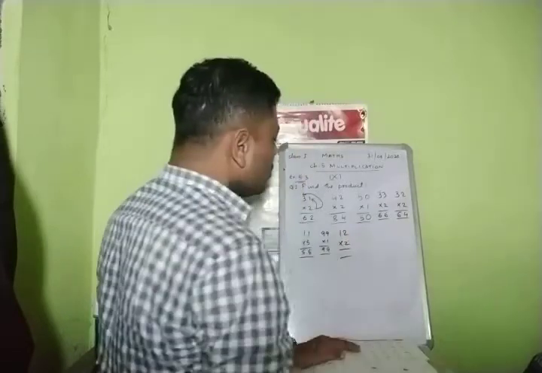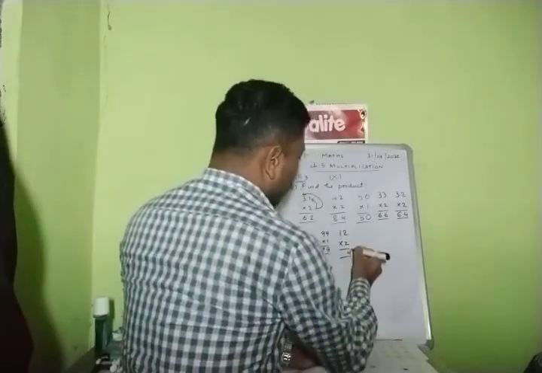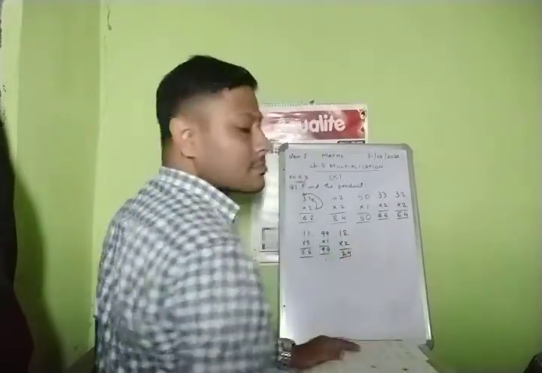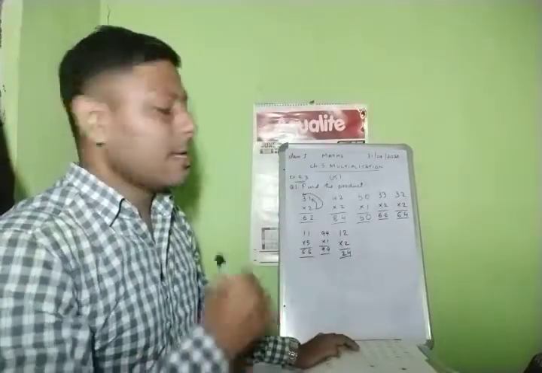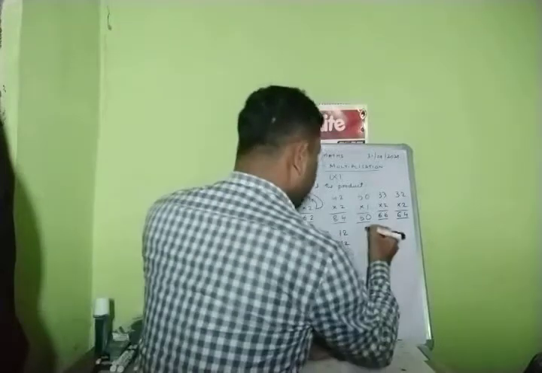2 ones are 2, 2 twos are 4. 2 ones are 2. Now it is easy, children. You can do it on your own. Yes. Let us solve a few more questions.